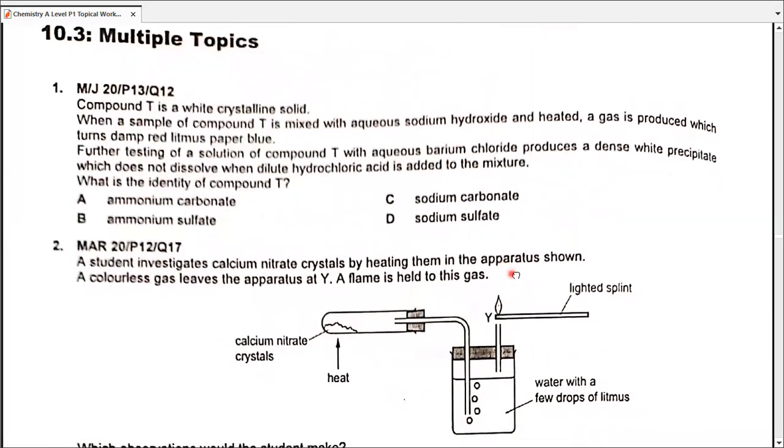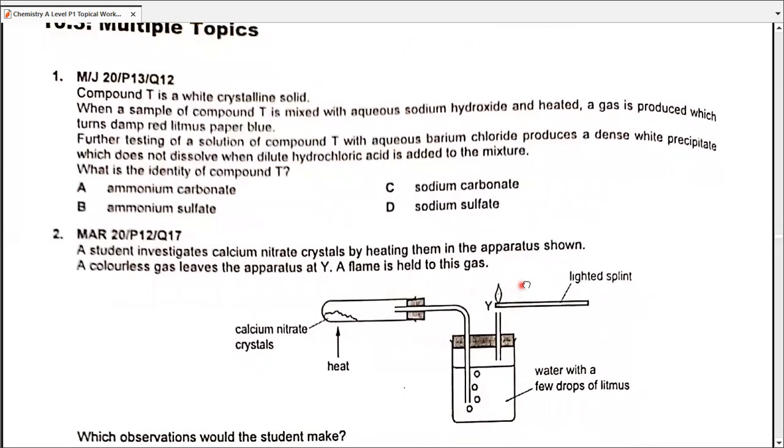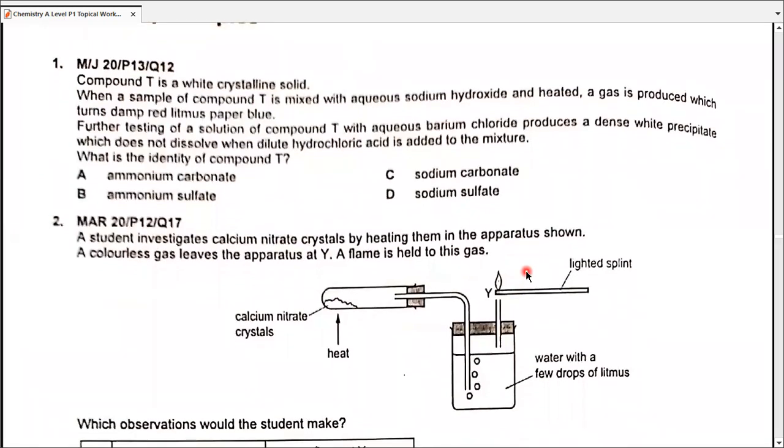Okay, multiple topics. Wow. Here comes some pondering questions. Number 1. Compound T is a white crystalline solid. When a sample of compound T is mixed with sodium hydroxide and heated, a gas is produced which turns damp red litmus paper blue. Further testing of a solution of compound T with aqueous barium chloride produces a dense white precipitate which does not dissolve when dilute hydrochloric acid is added to the mixture. What is the identity of compound T?